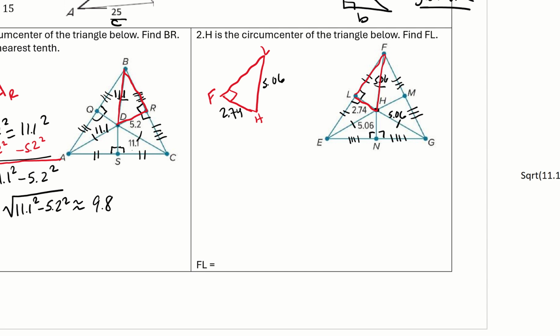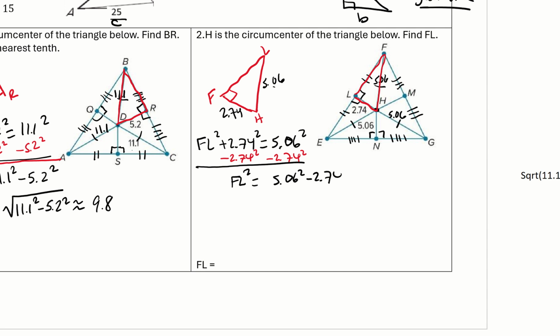And so we got a squared plus b squared equals c squared. 5.06 is the biggest side. So we got FL squared plus 2.74 squared equals 5.06 squared. Then we're going to subtract 2.74 squared on both sides, right? You got FL squared equals 5.06 squared minus 2.74 squared, whatever that is, and then take the square root.